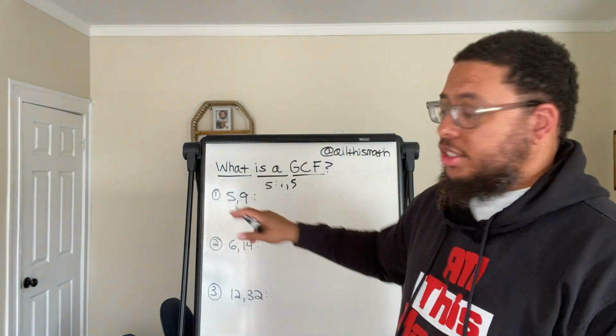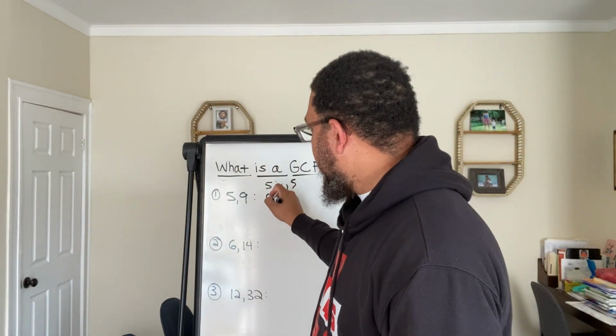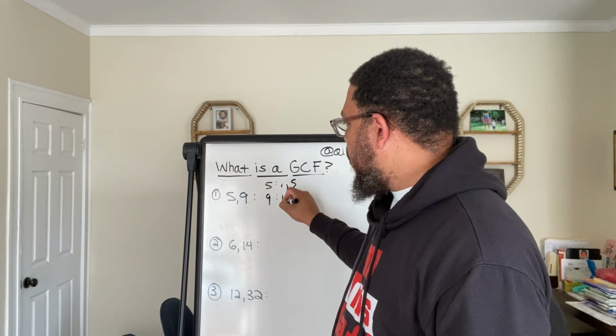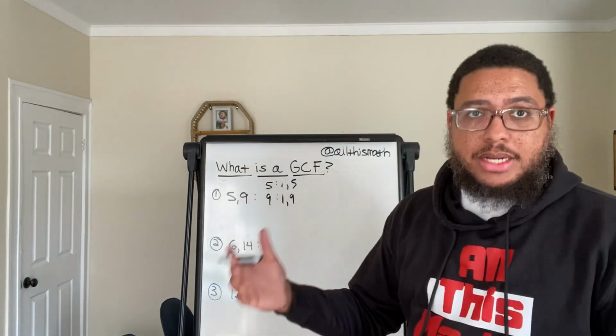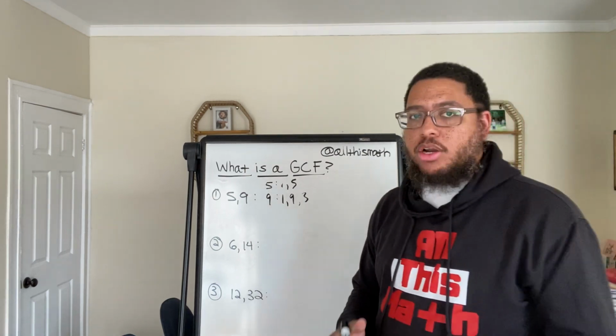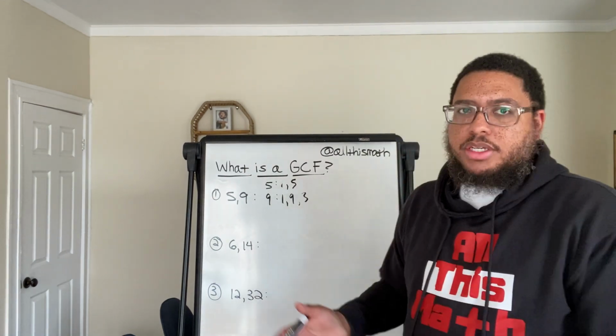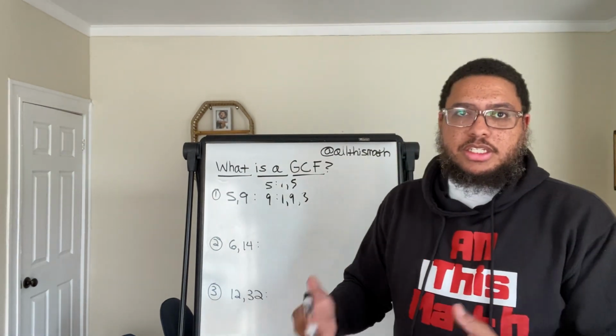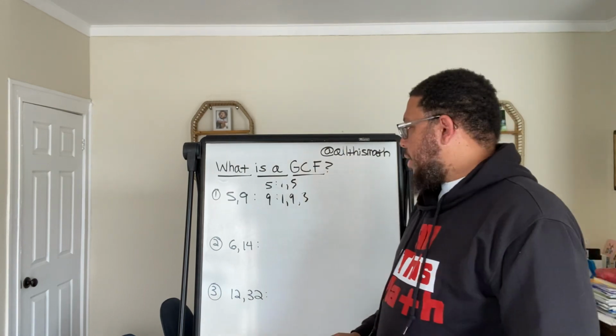Now, let's list the factors of 9. For 9, I got 1 and 9, because 1 times 9 is 9. And I got 3, because 3 times 3 is 9. Now, I don't need to list 3 2 times, because if I list it twice, I'm just listing the same number twice, right? I don't want to double count.